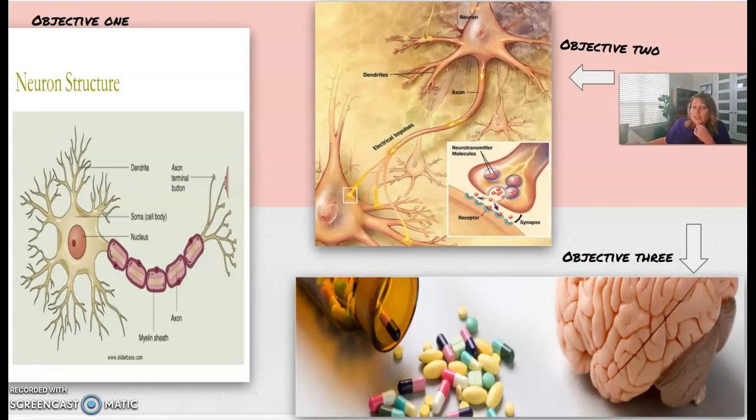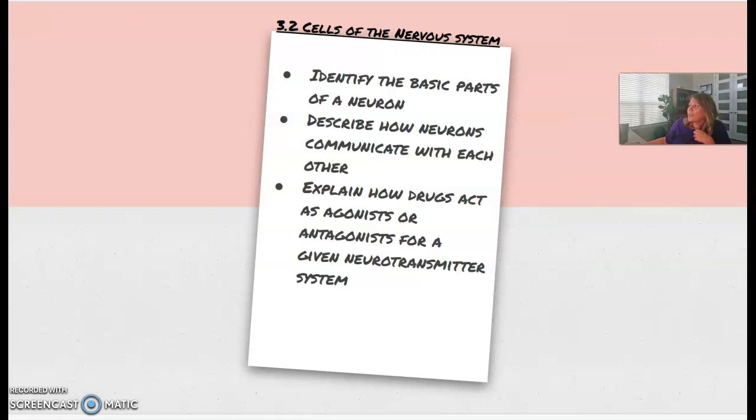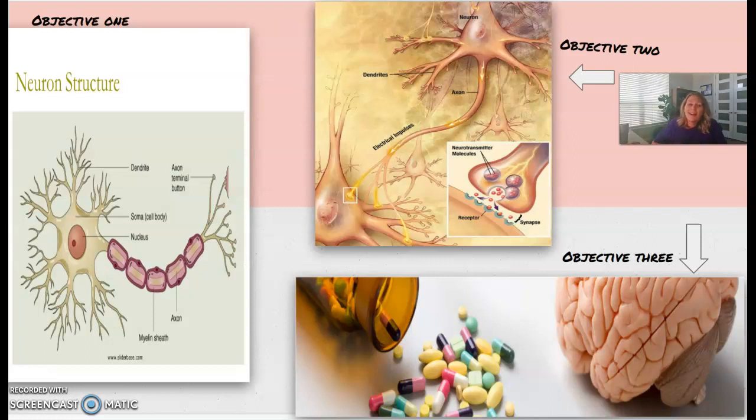We're going to go on to objective 2, which is describe how neurons communicate with each other. Neuronal communication is an electrochemical event. The dendrites contain receptors for neurotransmitters released by nearby neurons. If the signals received from other neurons are significantly strong, an action potential will travel down the length of the axon to the terminal buttons, resulting in the release of neurotransmitters into the synaptic cleft.